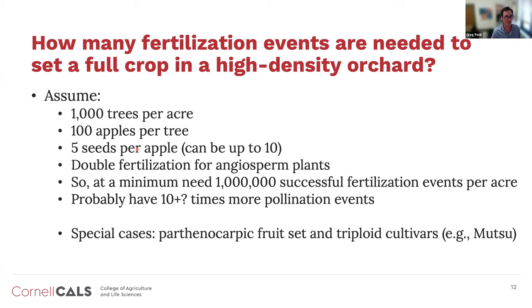So if we do the first 3 bullets here, we get to 500,000 pollen tubes, and then you have 2 fertilization events for angiosperms. So then we get up to 1,000,000. That's just to get to the desired crop load, not including all the extra fruit that got fertilized. And that's fertilization, not pollination. I don't know how many pollen grains would land on a stigmatic surface in an apple orchard. Might be 10, might be 100 times more. But I think the point is when we're talking about modeling, we're trying to model what's happening several million times in an orchard and trying to come up with a model that works for that.